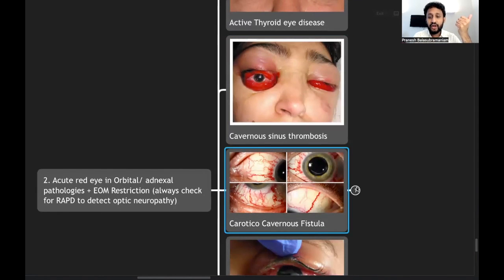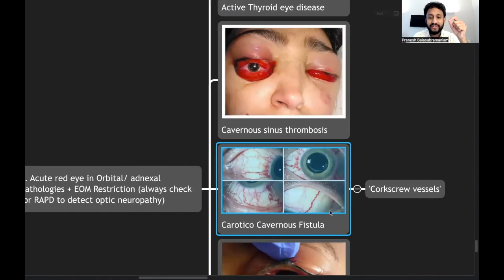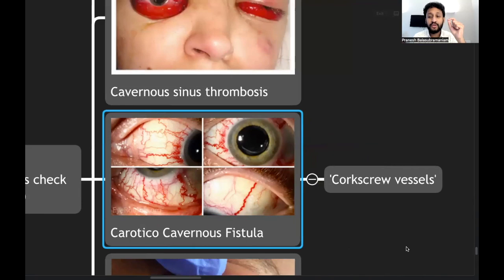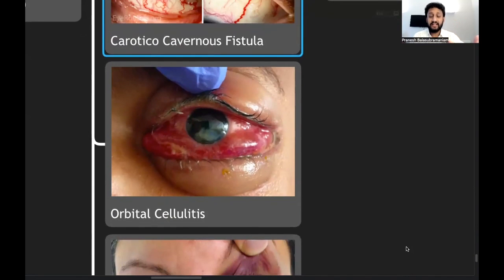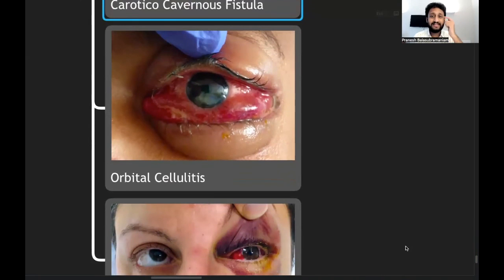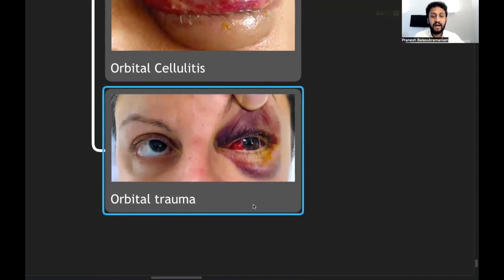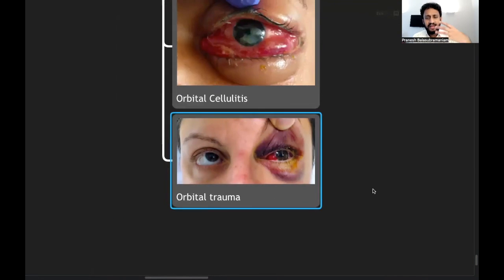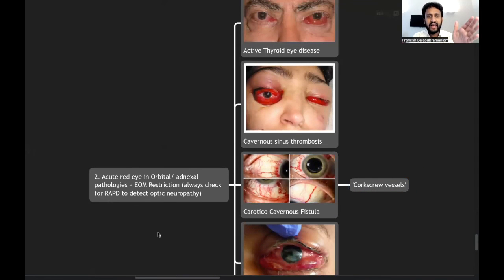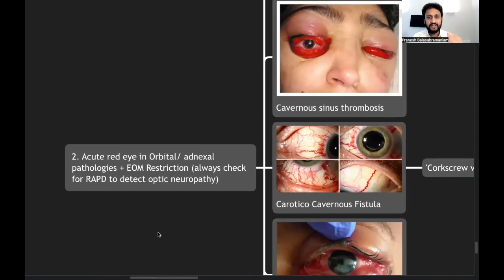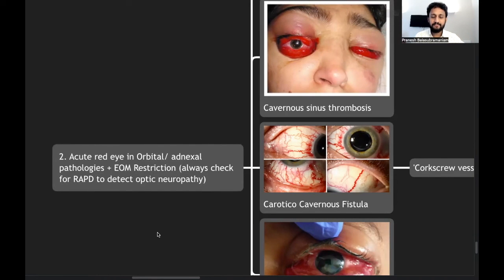Carotico-cavernous fistula: think of CCF in patients who have corkscrew vessels, which is very characteristic. In orbital cellulitis, the most common cause in children is going to be ethmoidal sinusitis. Always look for the foci of infection in orbital cellulitis. It can be even a simple stye leading on to preseptal cellulitis, then going on to orbital cellulitis. Orbital trauma, like we discussed some time back, look for the signs. The key point is whenever you look at an acute red eye in orbital or adnexal pathologies with extraocular movement restriction, please look for the pupillary reflexes, look for RAPD to rule out any associated optic neuropathy.